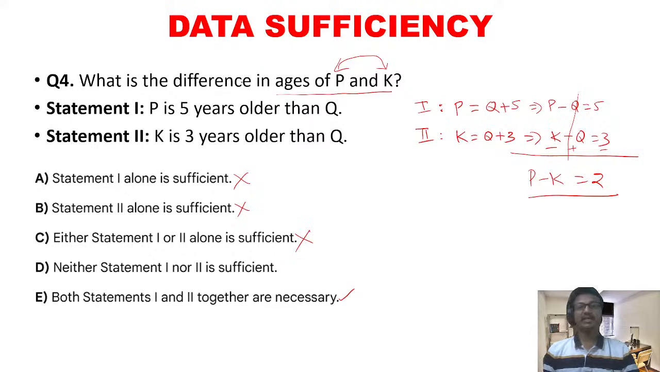So P minus K is nothing but the difference in ages between P and K. That is nothing but the value 2 here. This value is not required, but are you able to find the solution or not? Yes, we identified the solution when both statements 1 and 2 together are necessary. So option E is correct in this case.